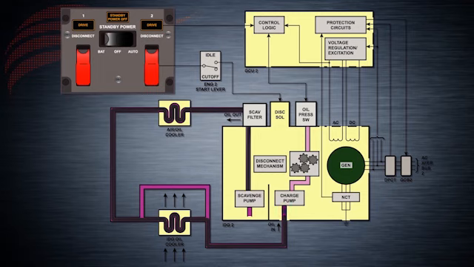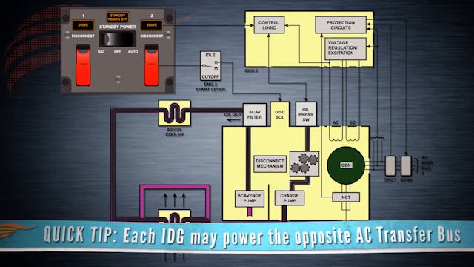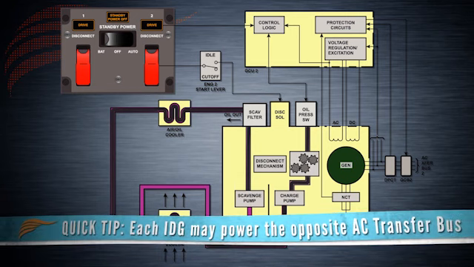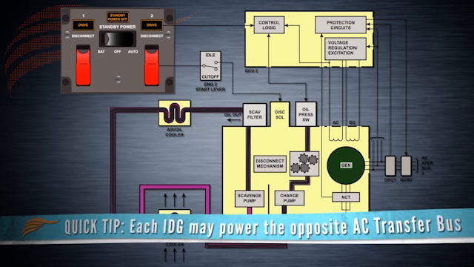IDG oil is also in series with the engine fuel oil cooler. This component is thoroughly discussed in the engines and power plant lesson. As we mentioned before, each IDG supplies AC power to its respective AC transfer bus under normal operation. System logic is such that each IDG may also supply AC power to both essential and non-essential electric loads of the opposite AC transfer bus.